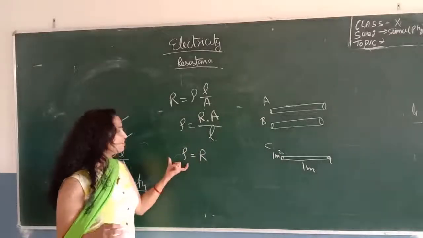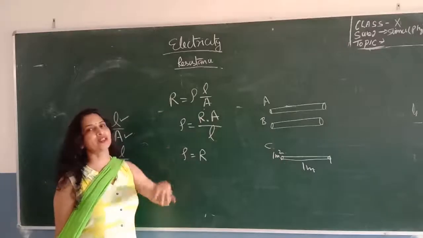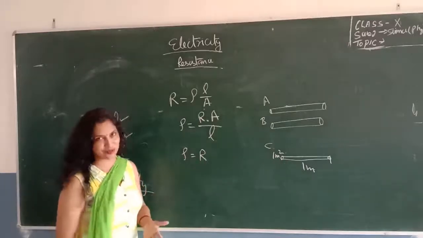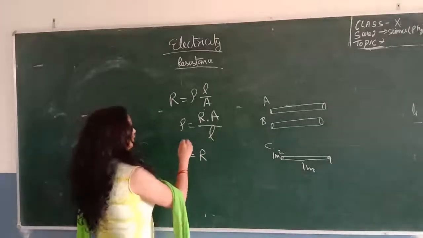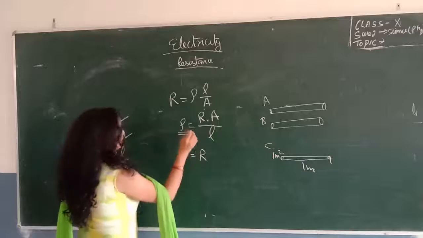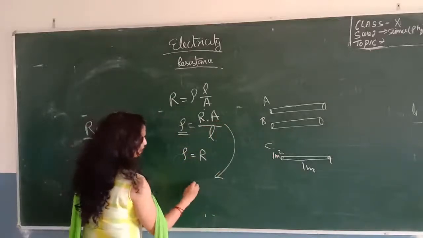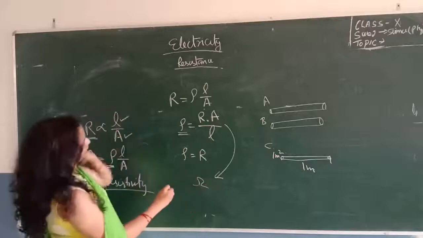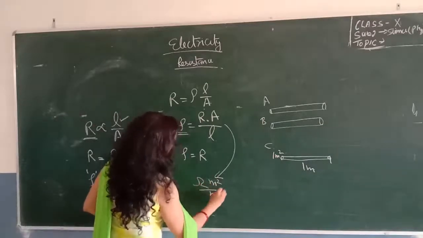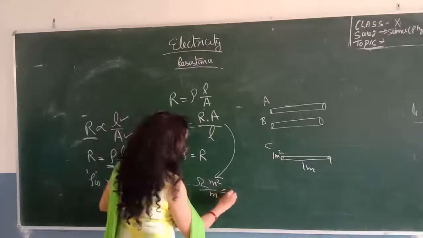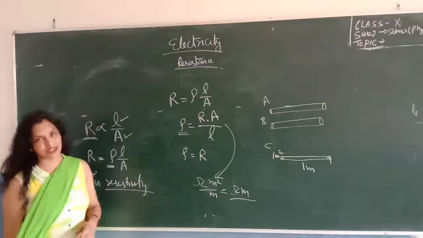But the resistivity is the specific property of the material, since it does not depend on the length or area of cross section. So what can be the SI unit of resistivity here? By using this formula, we can say that rho equals resistance times area of cross section, which is meter square, divided by meter. So we will get ohm meter. Yes, this is the SI unit of resistivity.